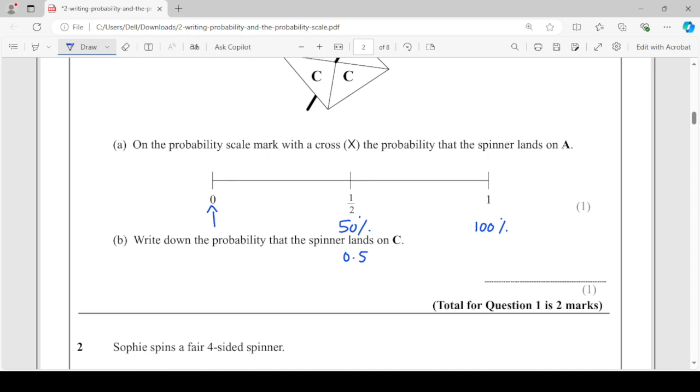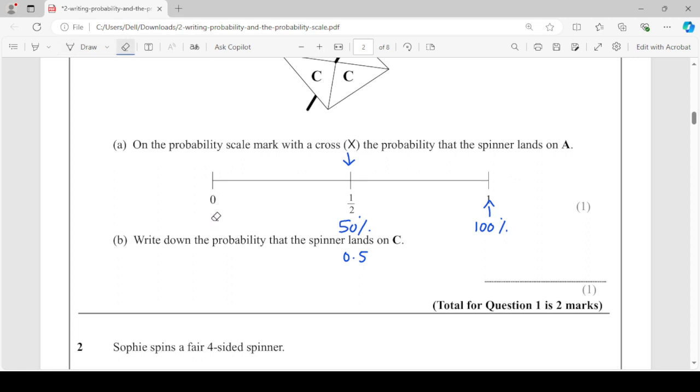That would be 0. If you're here at 1, that means your probability of an event happening is 100%. It's certain to happen. It's bound to happen. And if you're halfway between 0 and 1, that means there's a 50% chance of that event happening. There's a 1 in 2 chance. For example, if you have a coin, you have a 50% chance of getting a head and a 50% chance of getting a tail. So that's what a half probability means.